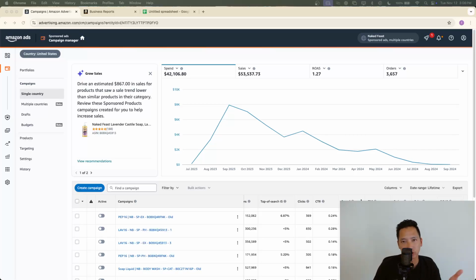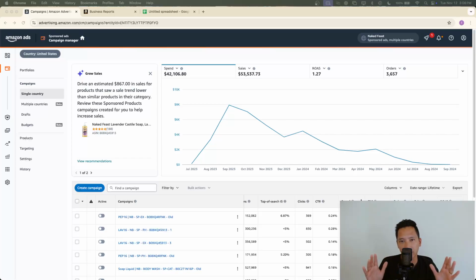TACoS could be understood, or simply put, as total advertising cost of sales, or the percent of your sales spent on marketing. This is a really important metric that all Amazon brands and sellers need to know. I'm going to show you a real life example of how to calculate it. Before I get into that, here's what you really need to understand about TACoS and why it's important.